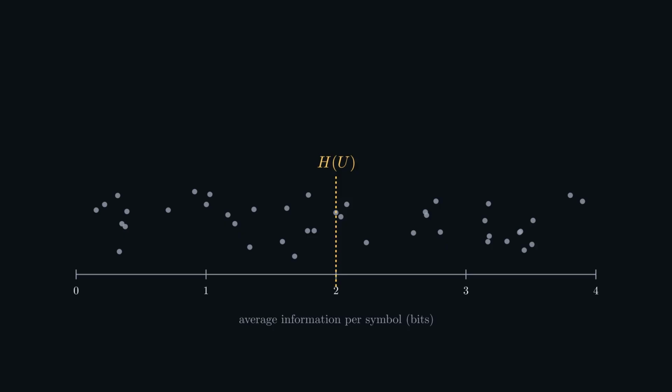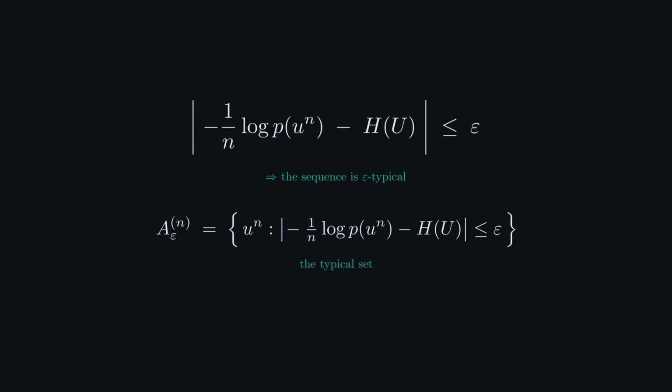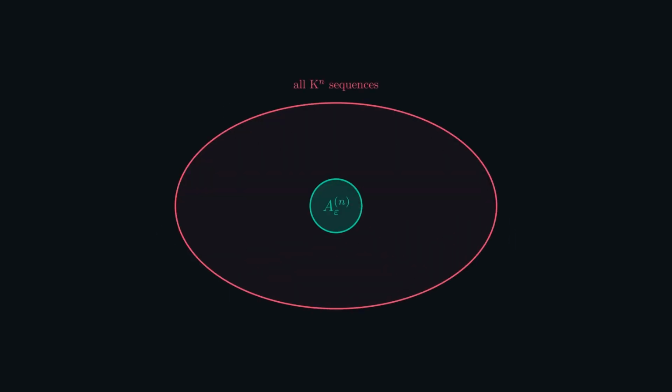If we set some tiny value epsilon, and we find a sequence with information within an epsilon distance of the entropy, we can call this sequence epsilon typical. Sequences that are epsilon typical make up what is called the typical set. The size of the typical set is tiny compared to the size of the set of all possible sequences, but the majority of the probability mass is found within the typical set. Intuitively, this says that the probability mass mostly comes from sequences with average information close to the entropy.